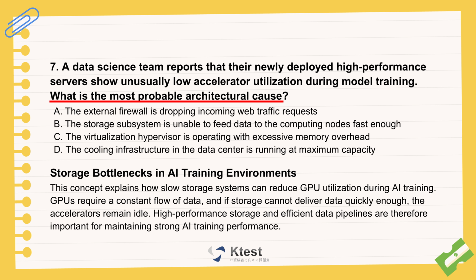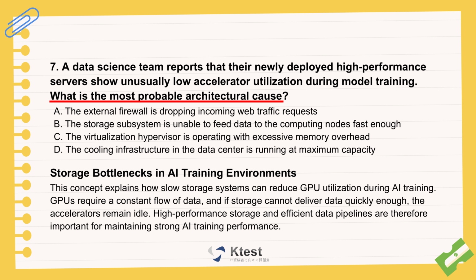Right. If the GPUs are showing low utilization during an active job, does that basically mean they're just sitting around starving for data? Starving is the perfect architectural term. Let's look at why the others don't cause starvation. Option A, firewall drops. Well, those affect external users, not internal model training. Right, the training is already inside. Exactly. Option C, hypervisor memory, and option D, maxed out cooling, will absolutely cause system throttling or crashes. But they don't cause a healthy GPU to simply sit idle while a training job is running.